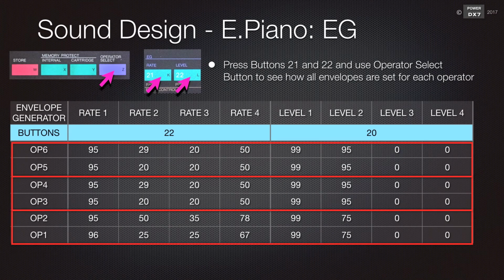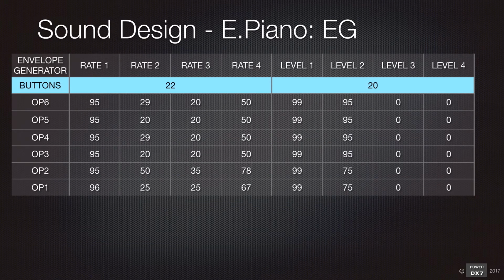The table shown here is a summary of envelope data. You can quickly glance and see that operators 3 and 5 have the same envelope. Operators 4 and 6 have the same envelope. Overall, envelopes are very similar.